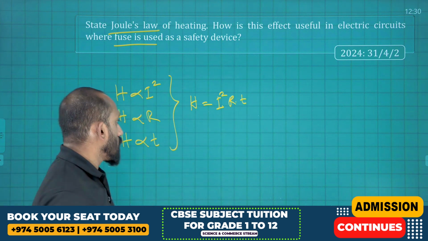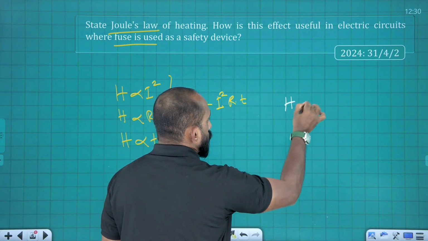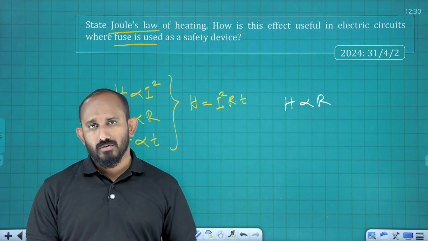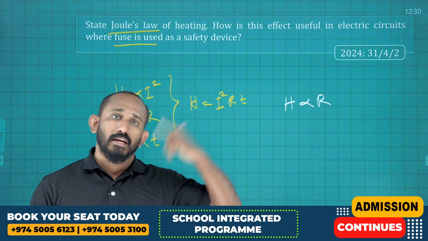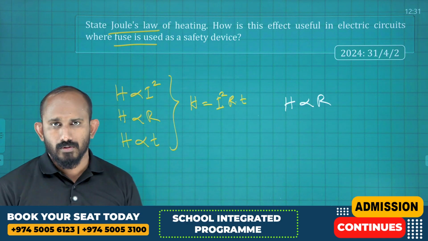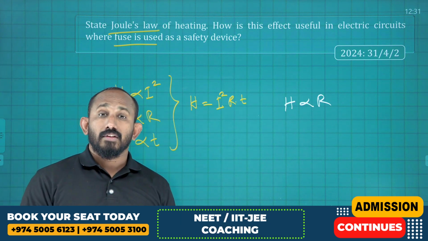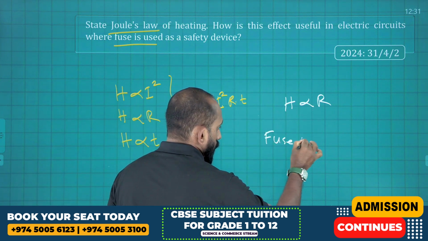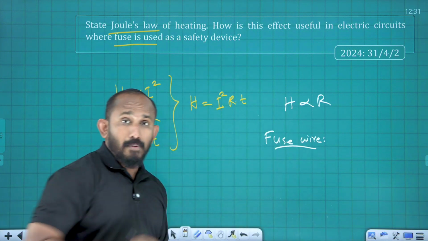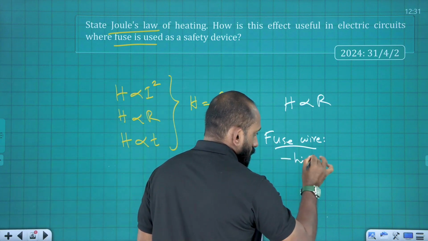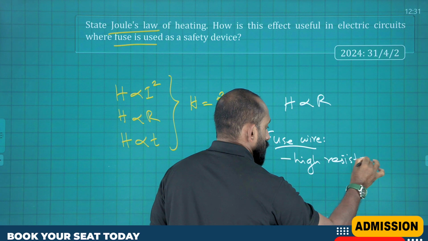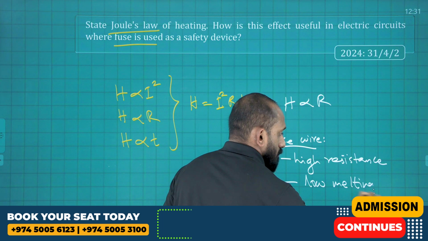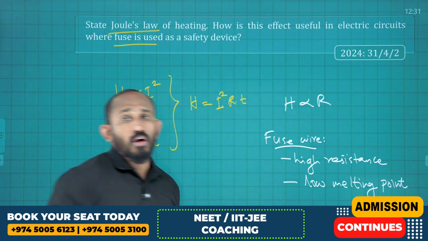So because of this fact, we know H is proportional to R, and H is proportional to I square also. So whenever more current passes, more heat is produced, to the square times heat is produced. If just current doubled, then 4 times the heat will be produced. Then this fuse wire is made up of high resistance and low melting point is another factor. Low melting point is the two qualities of a fuse wire.